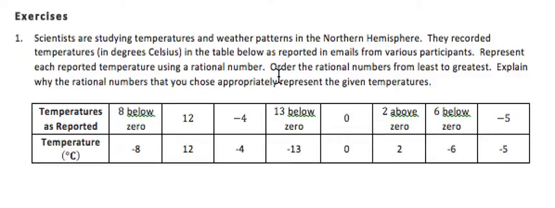It says that our next step is to order the rational numbers from least to greatest. So I have 1, 2, 3, 4, 5, 6, 7, 8 numbers. So that's how many I need to have in my total answer. And I know that the least, the smallest number is going to be furthest left from the 0 on a number line. When I look at all of these, I see that -13 is actually going to be the coldest or the least temperature.